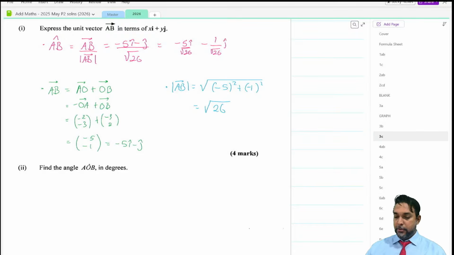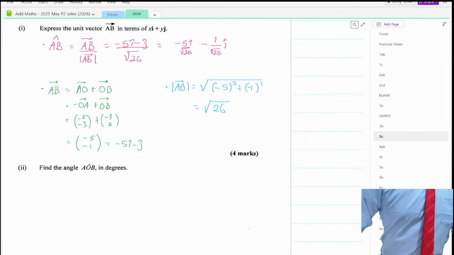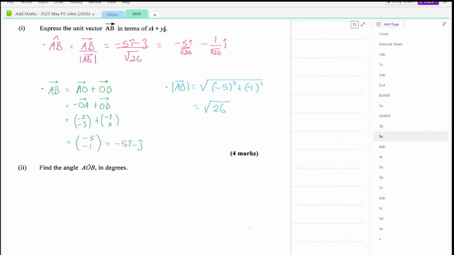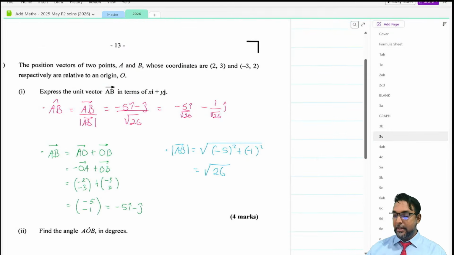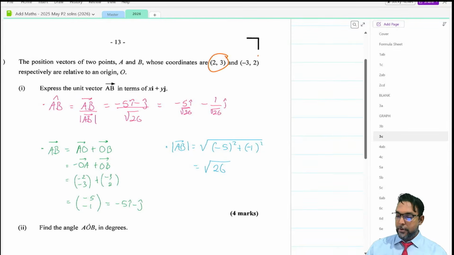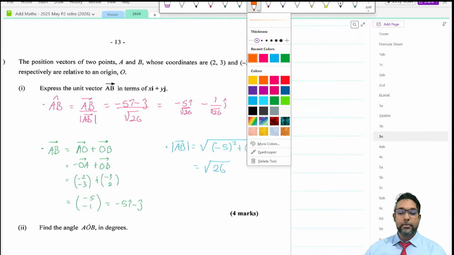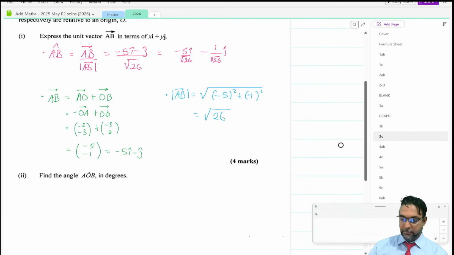Right. So find the angle AOB in degrees. Now there's a whole formula: A dot B is equal to magnitude of A by magnitude of B cosine of the angle. But the thing about it is, for the eagle-eyed among us, if you do the dot product and you get 0, we automatically know that the angle has to be 90.